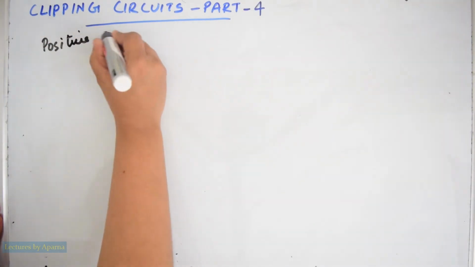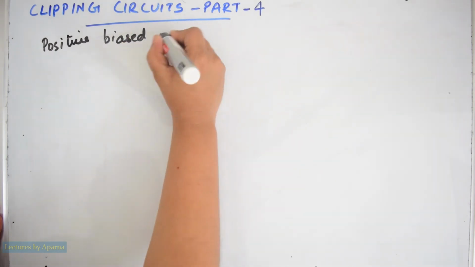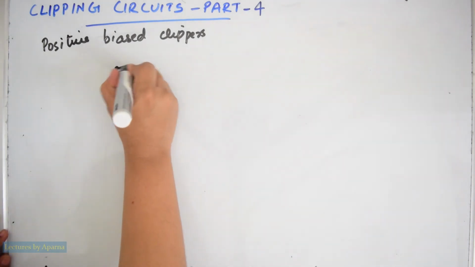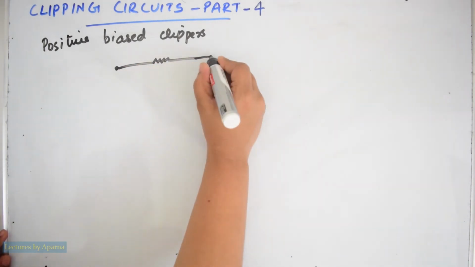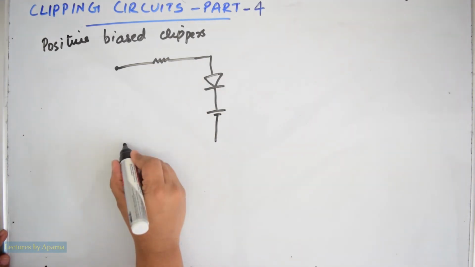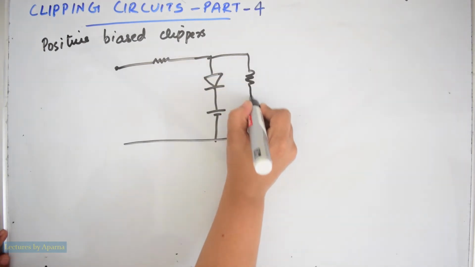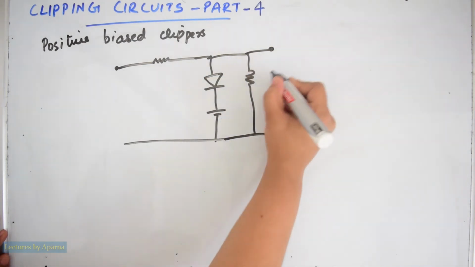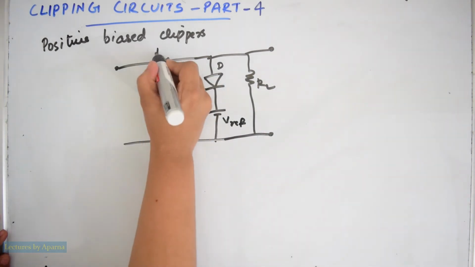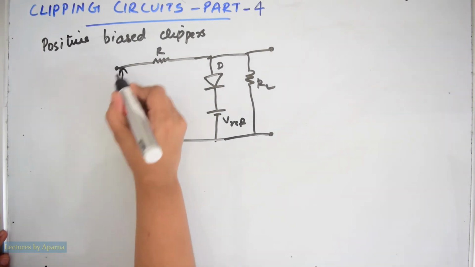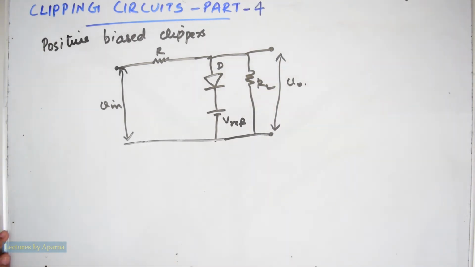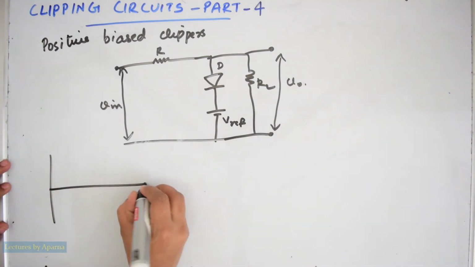Positive biased clippers. So I will draw the circuit diagram. There will be resistance, diode, a battery, a load resistance. This is RL, this is diode D, this is V reference, this is resistance, this is the input signal and the output signal. Now I will draw the input signal here.